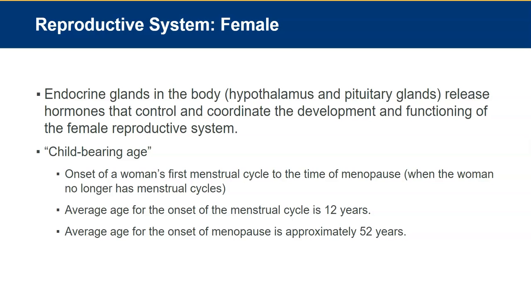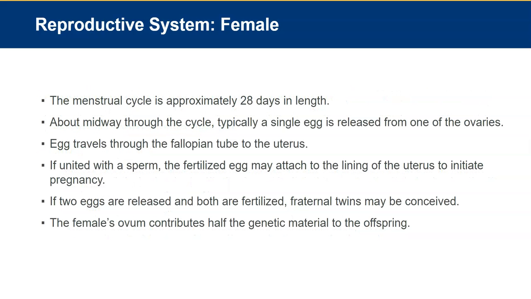Endocrine glands in the body, the hypothalamus and pituitary, also release hormones that control development of the female reproductive system. So one of the key markers of that will be a woman's first menstrual cycle. The average age is about 12 years, and menopause principally has an onset of around age 52. Menstrual cycle is about 28 days in length, during which a single egg is released from one of the ovaries.